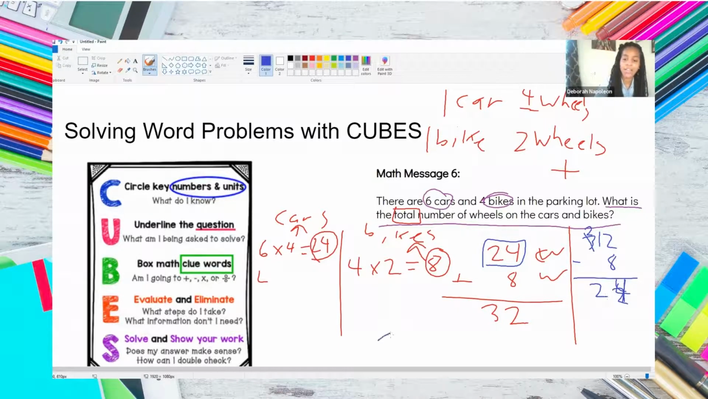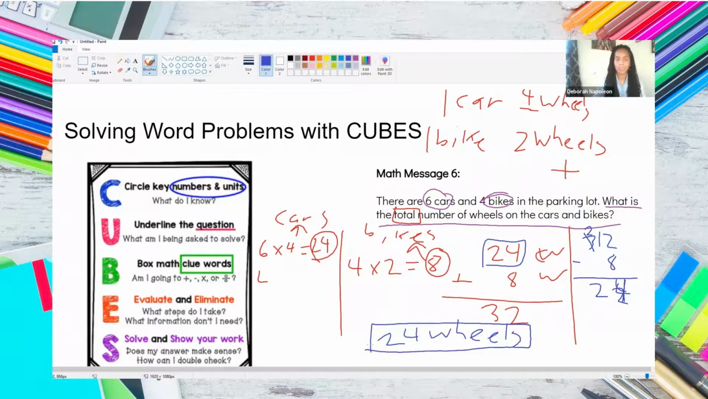I have 24 wheels across the bikes and the cars. Hopefully the CUBES strategy helped you to unpack and better understand how to solve a math word problem. See you later.